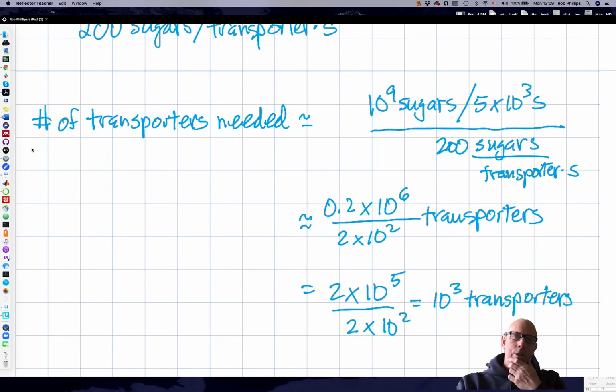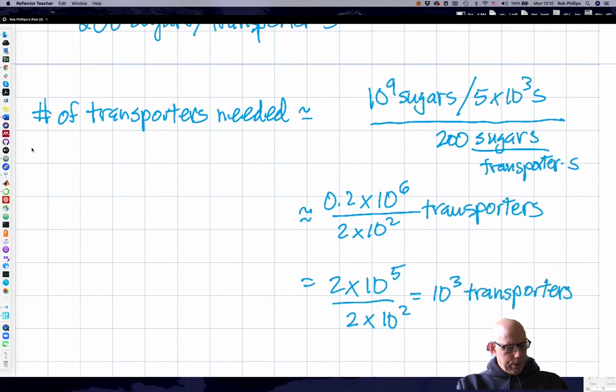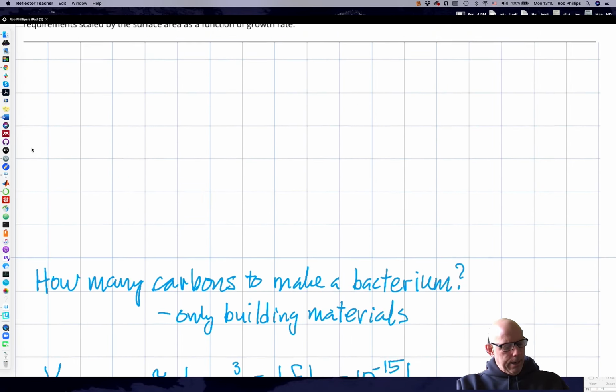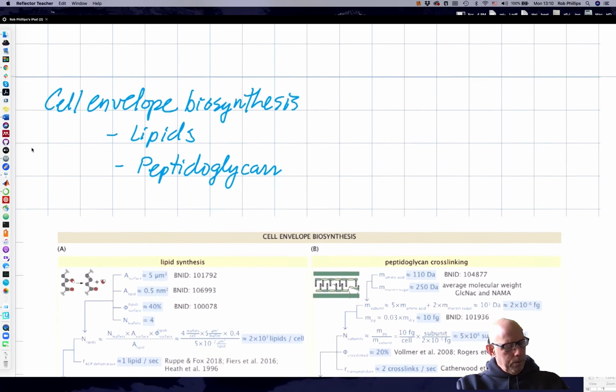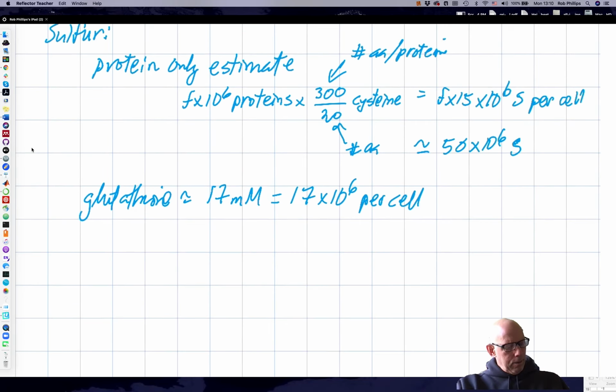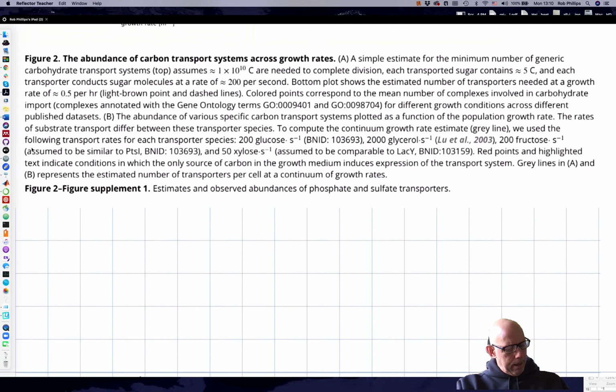So this was for a 5,000 second division time. And so if we had 1,000 second division time, we'd need a factor of 5 more transporters, so that would be 5,000 transporters. So that's interesting. That we'll come to the data in a moment. And so what I would say is what we've done here is we've tried to reason out the demands for carbon in the dividing bacterium.